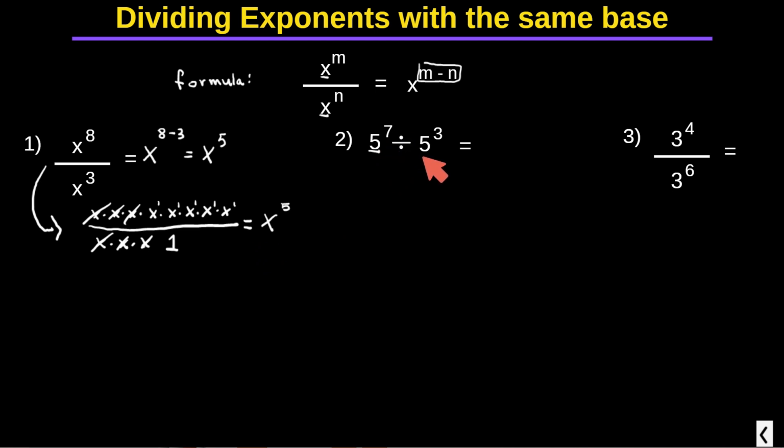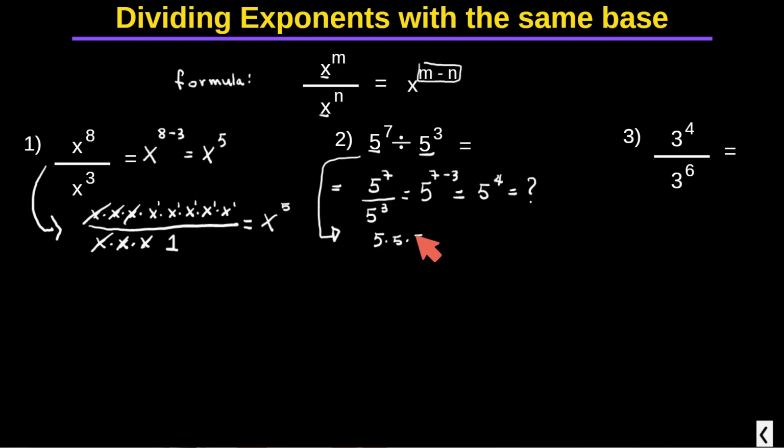Let's look at problem number 2. We have 5 raised to the 7th power divided by 5 raised to the 3rd power. Well, this is the same as 5 to the 7th power divided by 5 cubed. Now, because we have the same base, we need to subtract the exponents. 7 minus 3. If you subtract 7 minus 3, you will get 5 raised to the 4th power. And before we find the final answer, let's prove this, and let's also make it clear to understand why we got 5 to the 4th power.